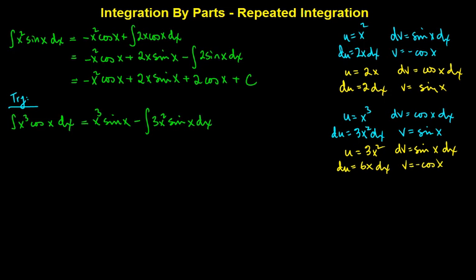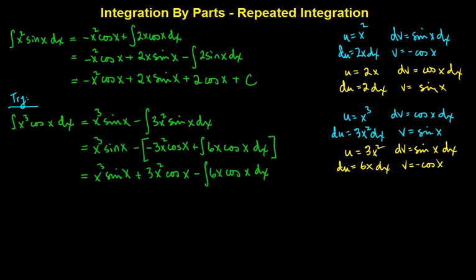And we put it together. We have x cubed sine x minus, and I'm going to put this in parentheses, uv. That's negative 3x squared cosine x. Then minus integral of v du. And here the v is negative cosine, du is 6x dx, so the negative is going to come out and make that positive, and again all in parentheses. So I'm going to go ahead and simplify, making sure to take care of the positives and negatives there.